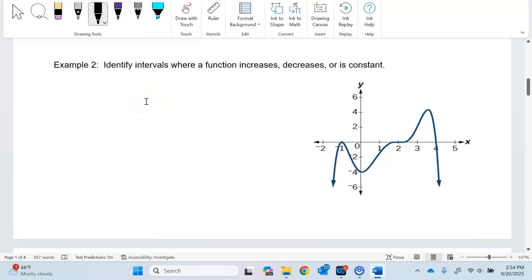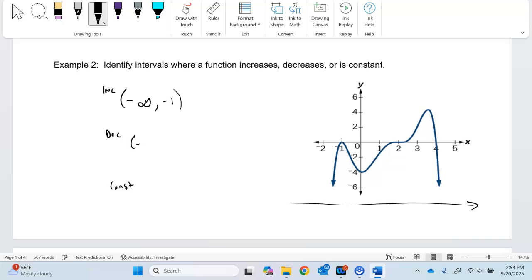Okay, so same idea here. Now that we have these going to infinity, it'll change our process a little bit. Let's go increasing, decreasing, constant. Go ahead and pause, see if you can get this. So it's going to increase from x value negative infinity, as I go from left to right, to negative 1. Then it's going to decrease from negative 1 to 0. X values. It's going to increase from x value 0 till I get to 2. 0 to 2.